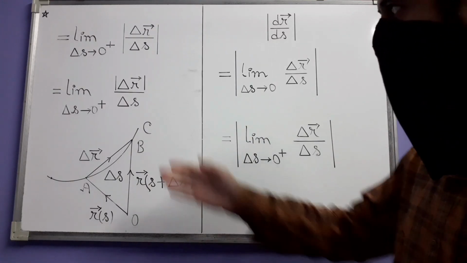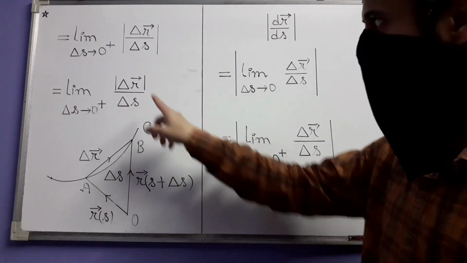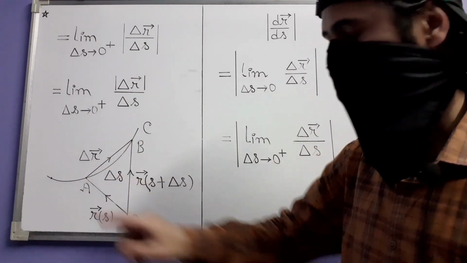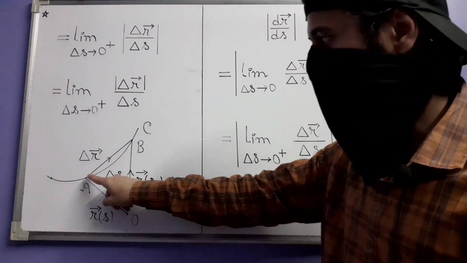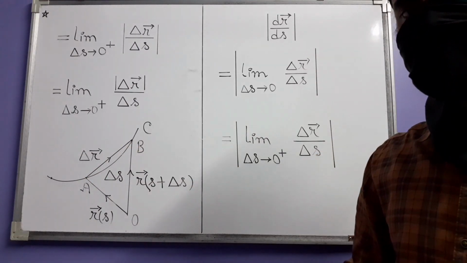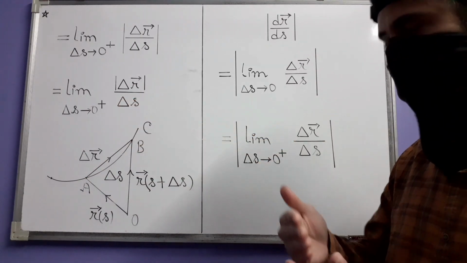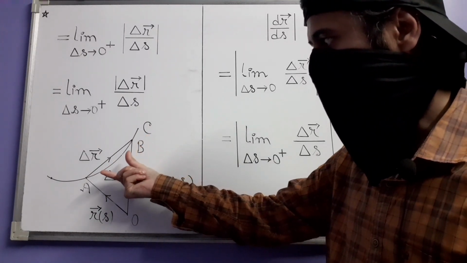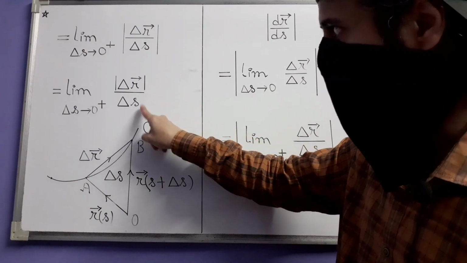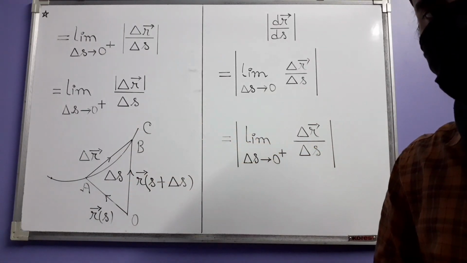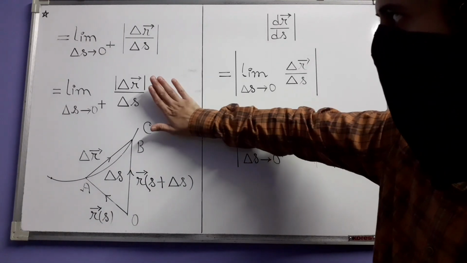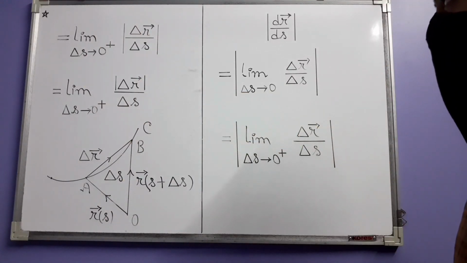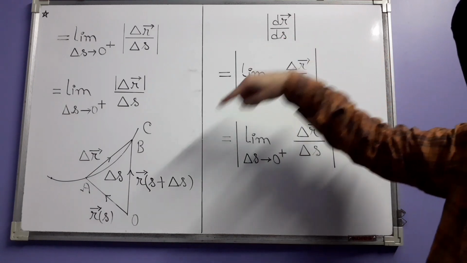And now you see this figure. What is the magnitude of delta r? The length of this line segment. And delta s is the length of this curved line. Now as delta s becomes smaller and smaller, the point B approaches A, and in the limiting case, this and this become the same. And that is why this entire limit becomes 1. So that's how we find that this magnitude is 1.